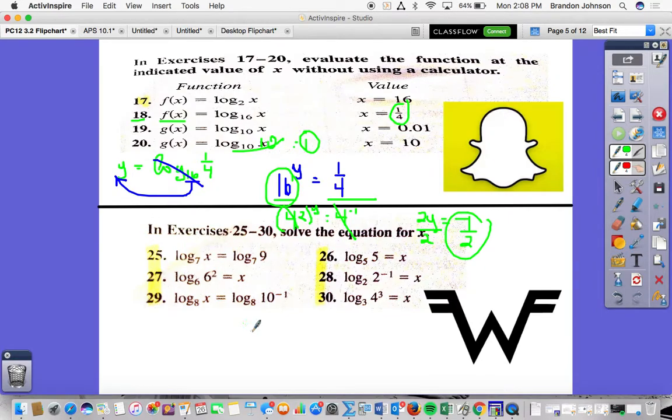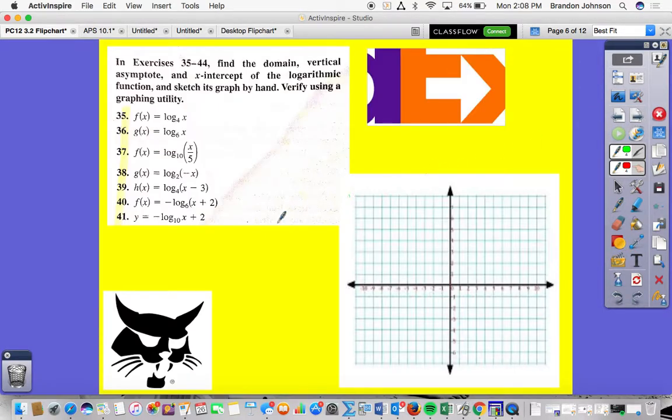These are also on your homework, 25 to 30. Remember that if the log base 7 is the same on both sides and there's only one of them on either side, we could cancel, giving me x equals 9. Over here, we could cancel log base 6 of 6, making it 2 equal to x. On 29, we could cancel the log base 8s on both sides, getting me x equals 10 to the negative 1st, or 1/10. 26 cancels to get me a value of 1 equals x, and so on and so forth. Those are how you would attack that there.